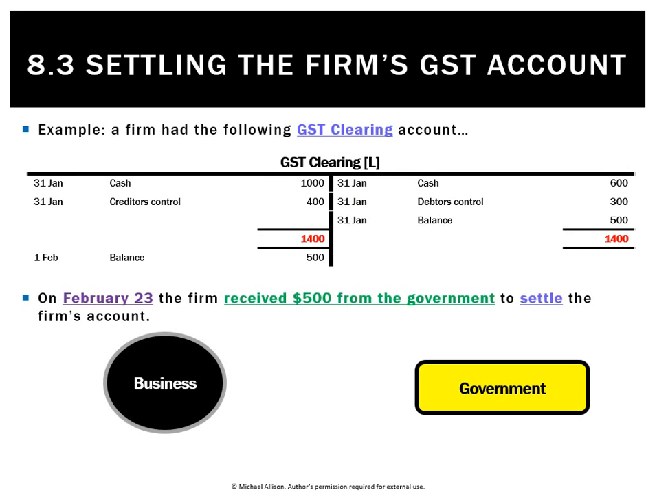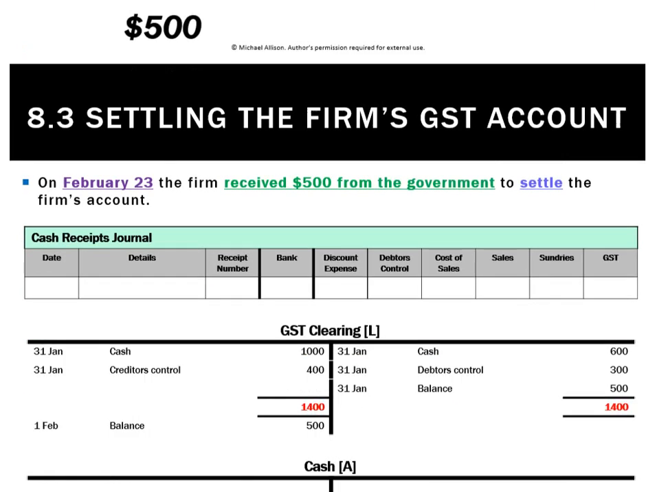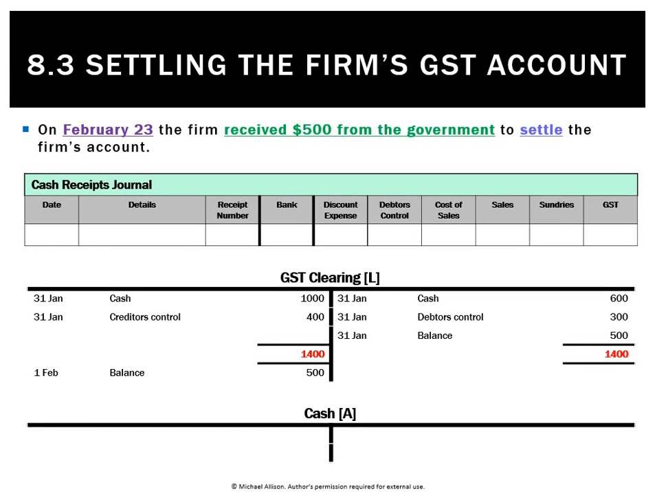So in this case, we've got a debit balance in GST clearing of $500, and that's on the 1st of February. On the 23rd of February, the government is actually going to pay us $500. So we've received $500 to settle our account. The government's gone and given us money. To record that, that'll go in our cash receipts journal.